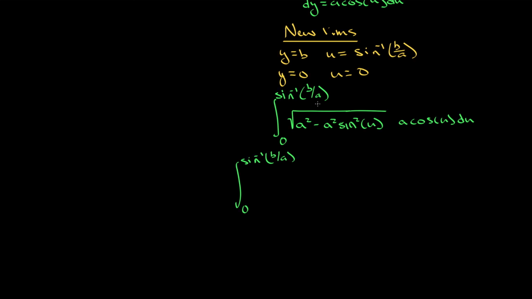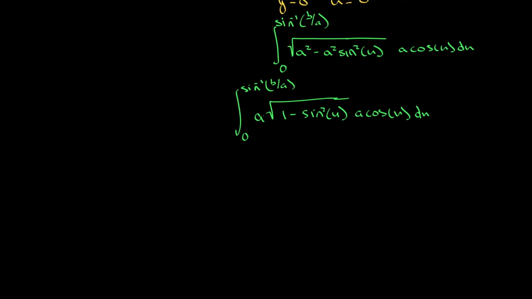And then we said we could take out an a squared, and taking the square root of that, that's just going to be a. And then we're still left with the square root of 1 minus sine squared. And then we're still multiplying by a times cosine of u du. Now, the whole reason why we made this trig substitution is that we could use this trig identity. We know exactly what this is. This is cosine squared. And then taking the square root of that, that is just going to give us cosine of u.